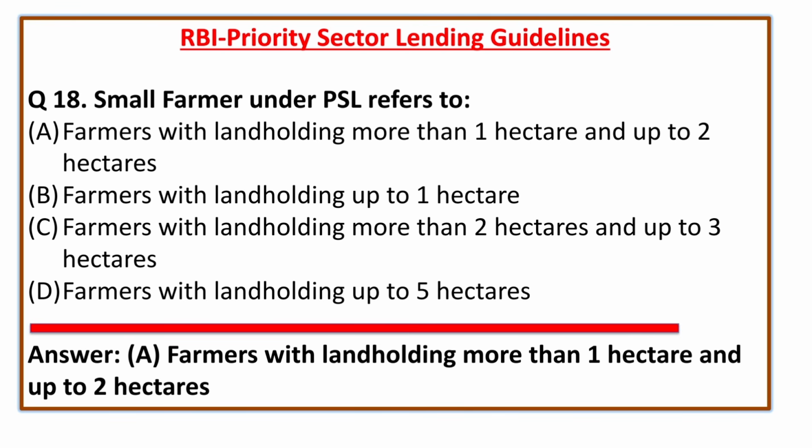Question 18. Small farmer under PSL refers to farmers with landholding more than 1 hectare and up to 2 hectares, farmers with landholding up to 1 hectare, farmers with landholding more than 2 hectares and up to 3 hectares, farmers with landholding up to 5 hectares. Answer. A. Farmers with landholding more than 1 hectare and up to 2 hectares.